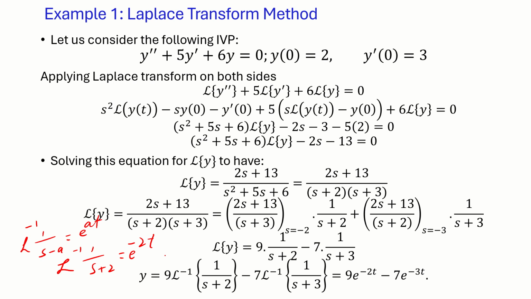And the second one, 1 over s plus 3, its Laplace inverse will be e power minus 3t. So the solution of this differential equation will be 9 e power minus 2t minus 7 e power minus 3t.